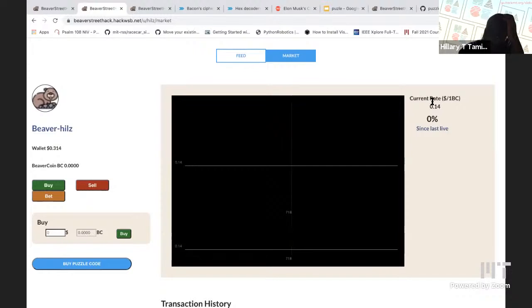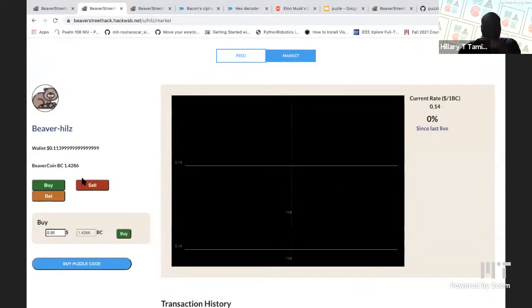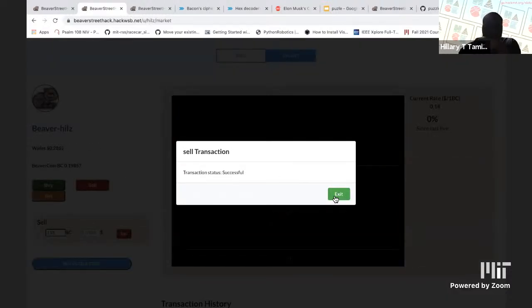So you really want to, at 0.14, the rate is very high. And once you decrypt the tweets that decrease the market, you want to buy at a very low price. So definitely, let's just say you have a wallet of 0.314, you buy 0.2, and then it'll give you some Beaver coin. Once you buy at a very low rate, you also need to increase the market for you to sell at a very high rate. So sometimes you want to sell at a very high rate. You can only sell the amount that you have. And then you see that your wallet was, at the end of the day, to buy the puzzle code, you needed $900.